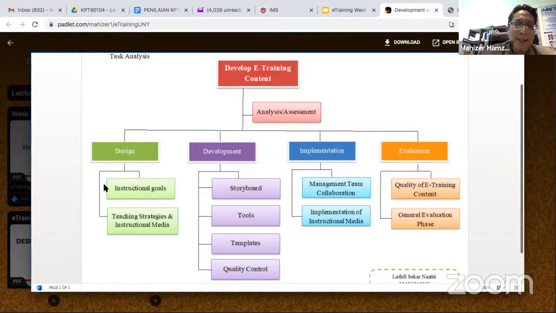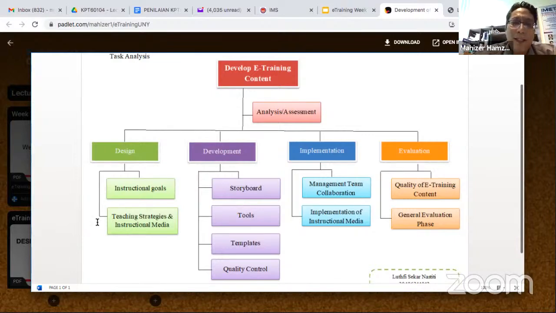For example, design. Okay, at the end of the lesson, should identify instructional goals. Should identify teaching strategies. Okay, that one is under design. Okay, what else? Okay, under development. Okay, development is unit 2. And then what are the learning outcomes for unit 2?